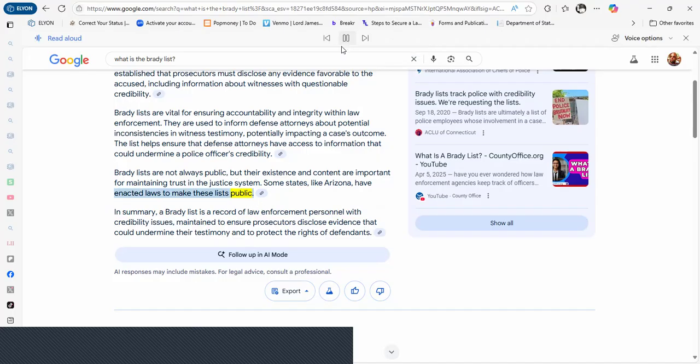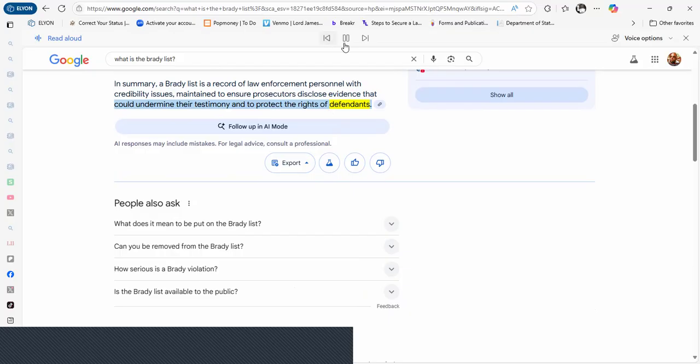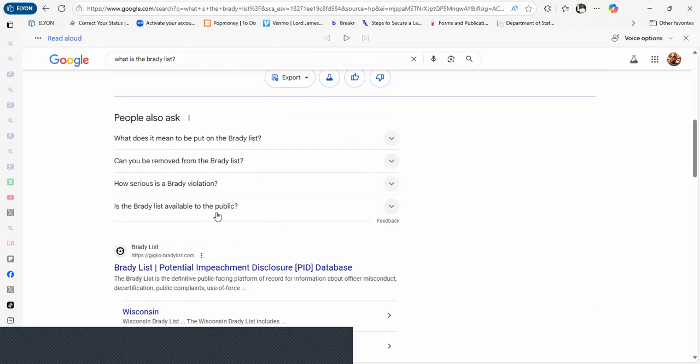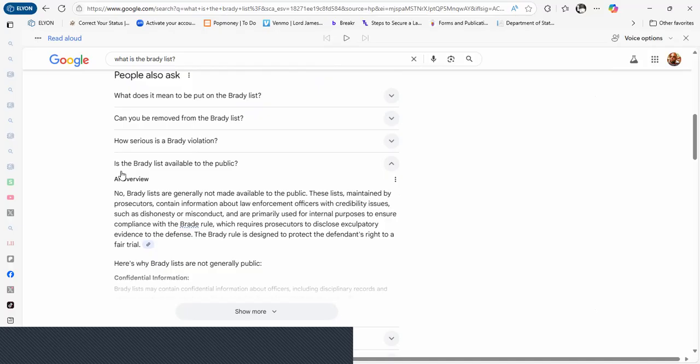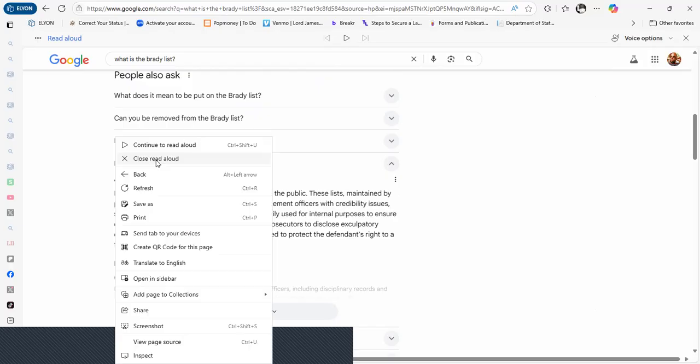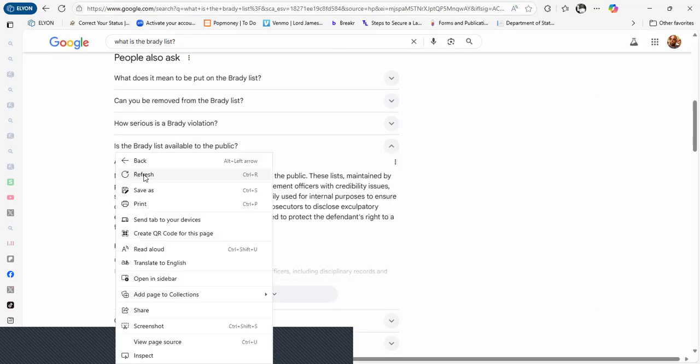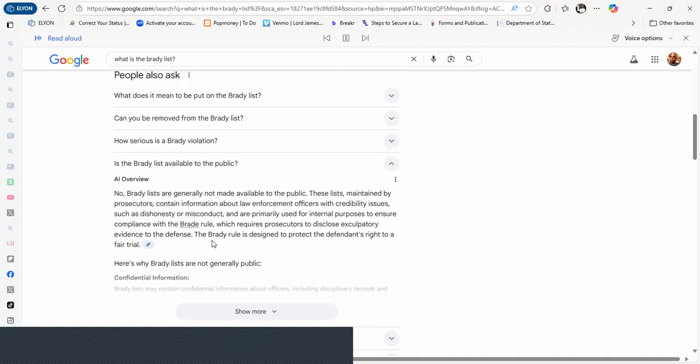Public. In summary, a Brady list is a record of law enforcement personnel with credibility issues, maintained to ensure prosecutors disclose evidence that could undermine their testimony and to protect the rights of defendants. Is the Brady list available to the public? No, Brady lists are generally not made available to the public.